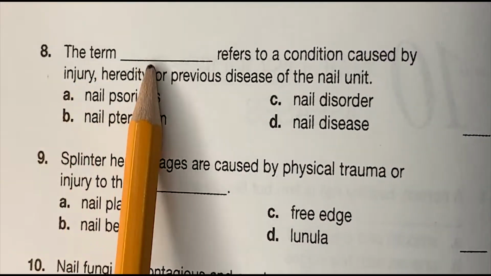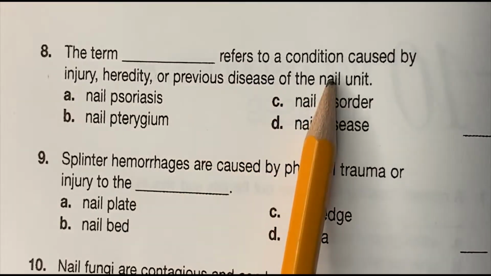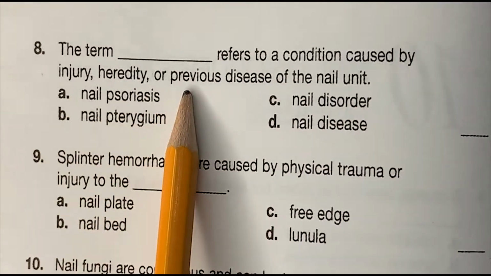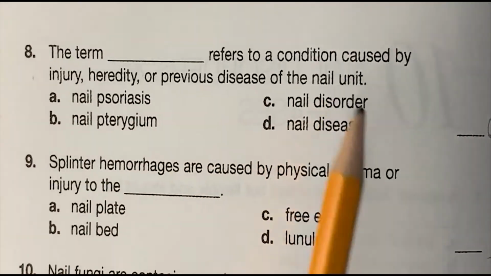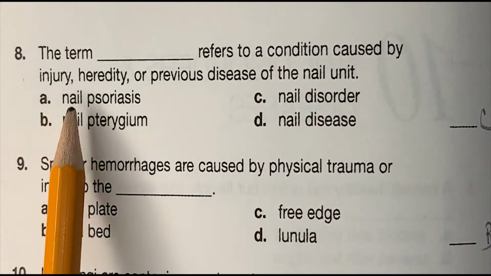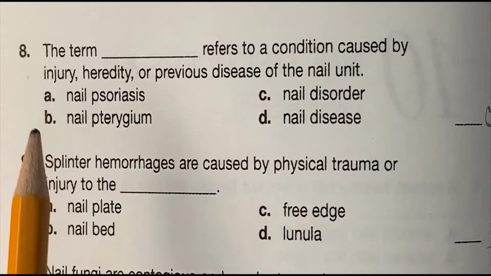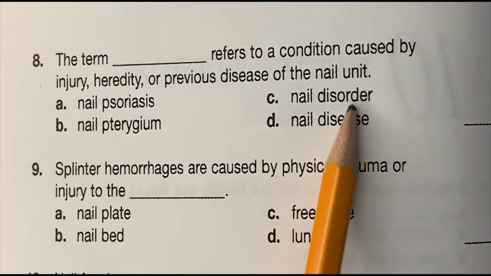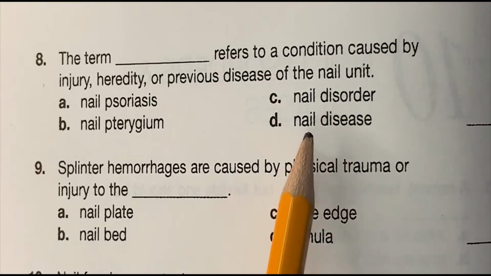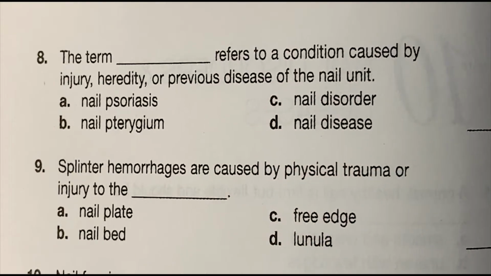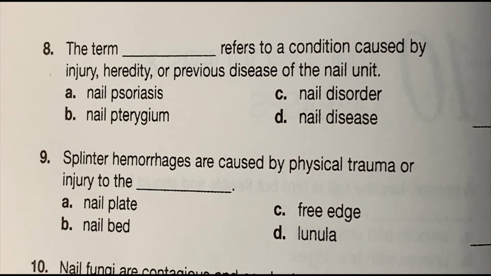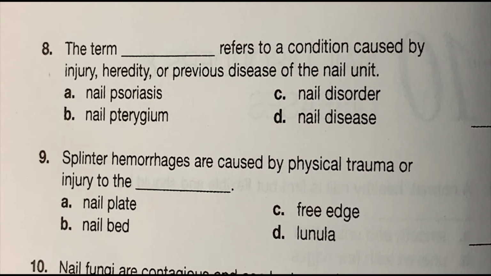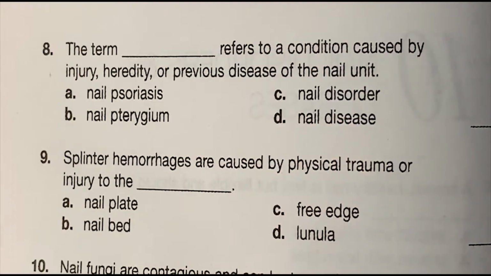Number 8, the term blank refers to a condition caused by injury, hereditary, or previous disease of the nail unit. Is it A, nail psoriasis, B, nail pterygium, C, nail disorders, or D, nail diseases? And your correct answer is C, nail disorder.